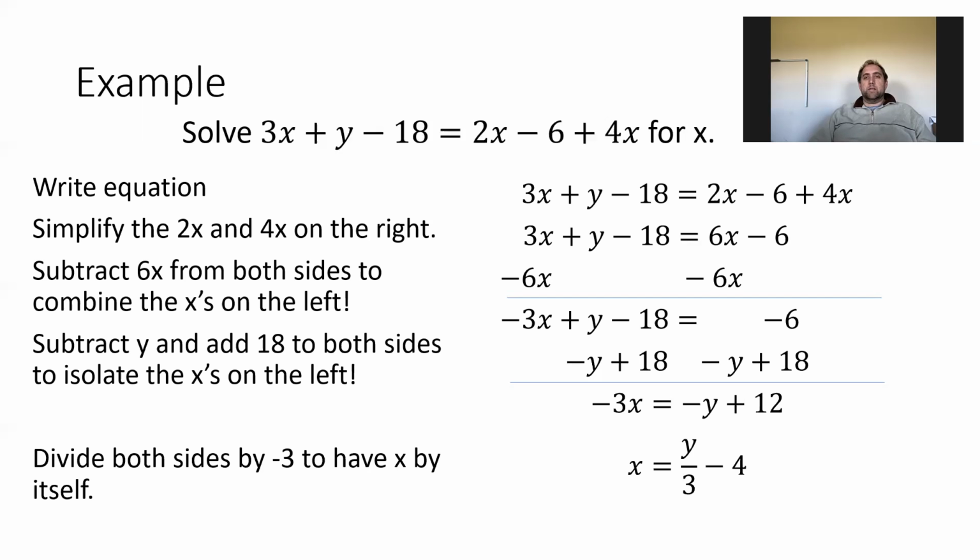And notice here that the x is the dependent variable. The y is the independent variable. So if y equals 3, then you would have 3 over 3 equals 1 minus 4 equals negative 3. So x would equal negative 3 when y equals 3. When y equals 12, then x would equal 0. So 12 over 3 equals 4 minus 4 equals 0.